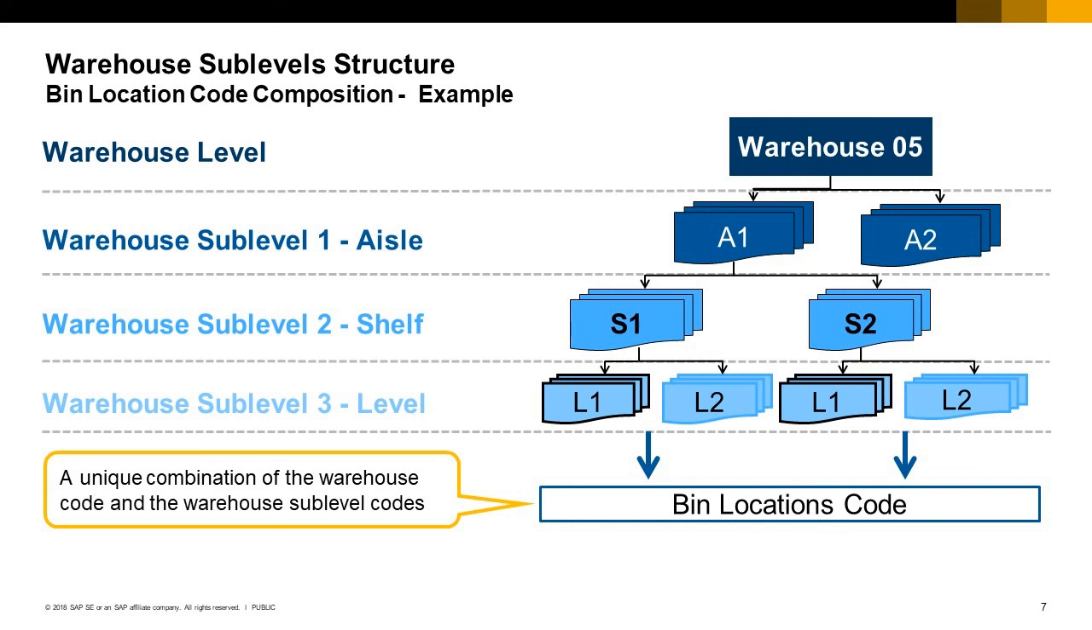SAP Business One supports up to 4 warehouse sub-levels. A combination of the warehouse code and warehouse sub-level codes defines the unique bin location code. An example in the graphic can be the bin location code 05A1S2L1. The same warehouse sub-level code can be used in many bin location codes. We can see that level L1 is connected to shelf S1 and shelf S2.